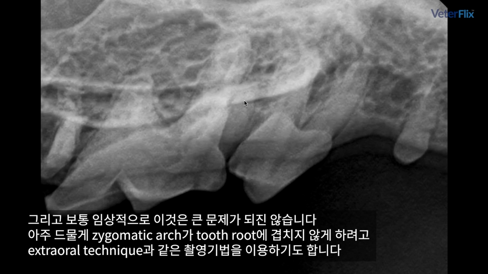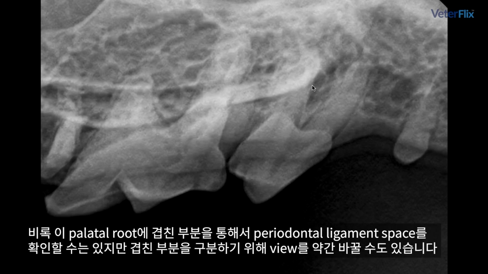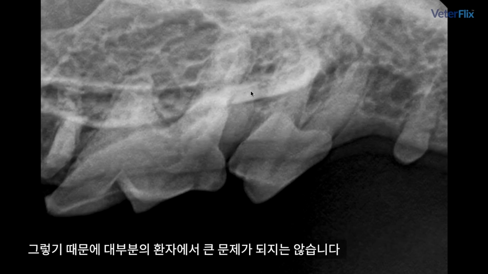Very rarely do we use other imaging techniques like extraoral techniques to eliminate that zygomatic arch from its superimposition over the tooth roots. We can alter the view slightly if we need to discern areas such as this where there's a lot of superimposition, although we can actually even see the periodontal ligament space through that superimposition of this palatal root. So in most cases, this is not a significant problem.